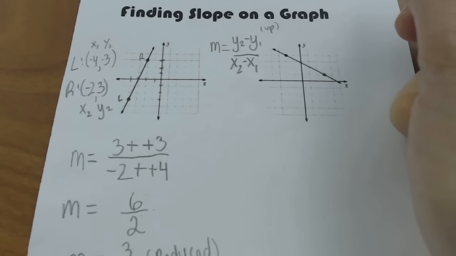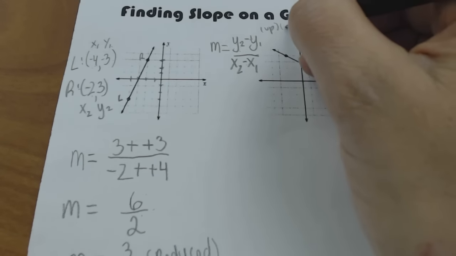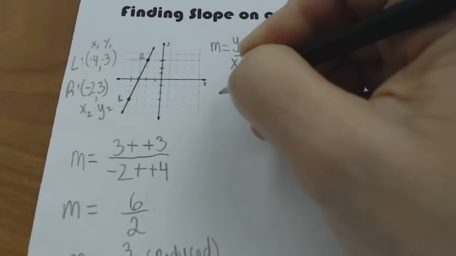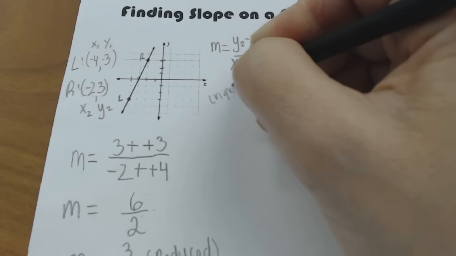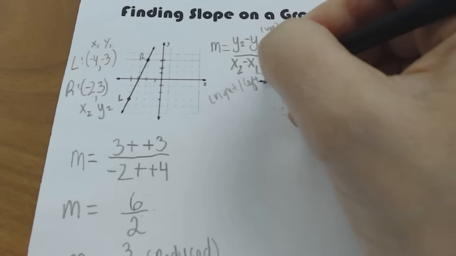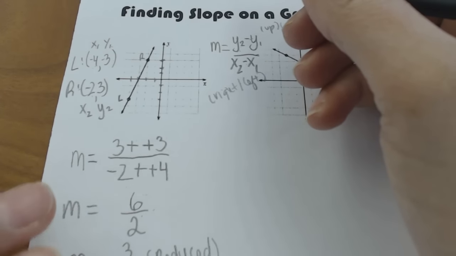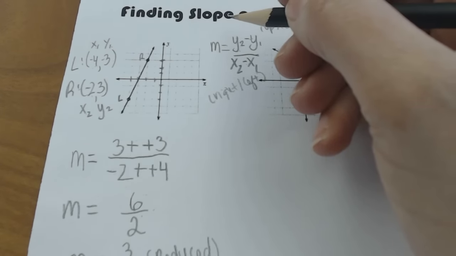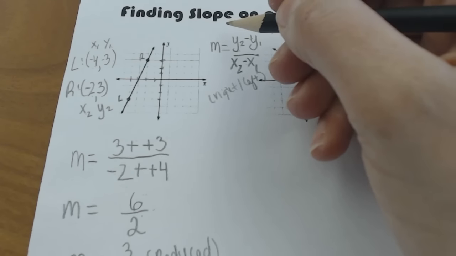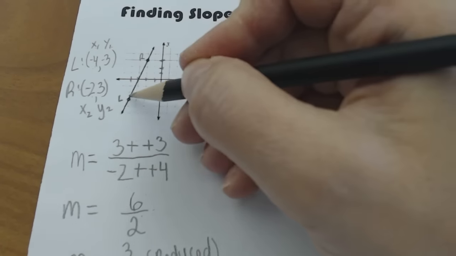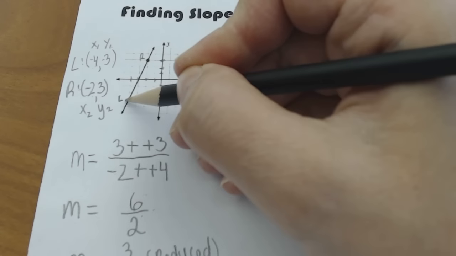Change in the y's is always up or down. The change in the x's are always going right, left. Since we're starting at the leftmost point, we are basically always going to be going to the right for now. When we get into graphing a line, it's going to be both directions. But for now, let's see how many we have to count to get up to that right point.